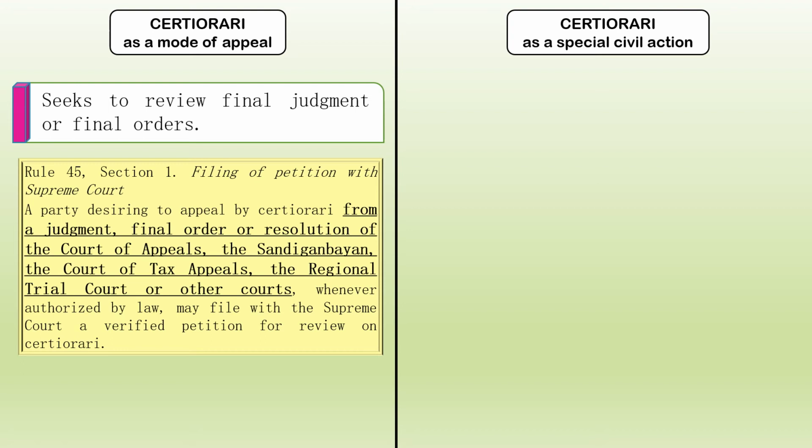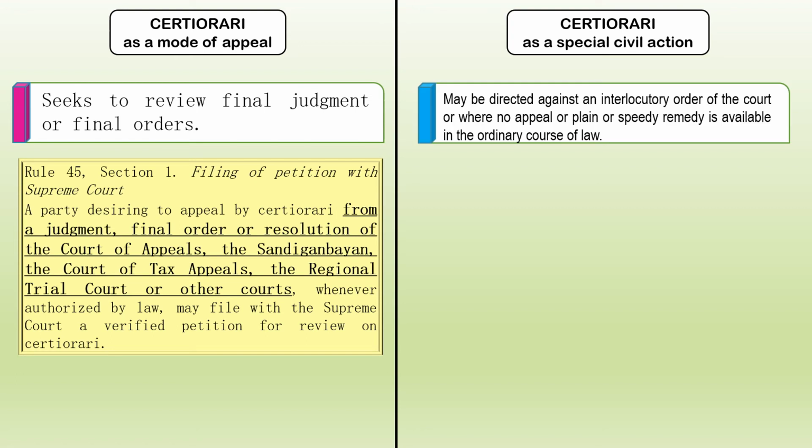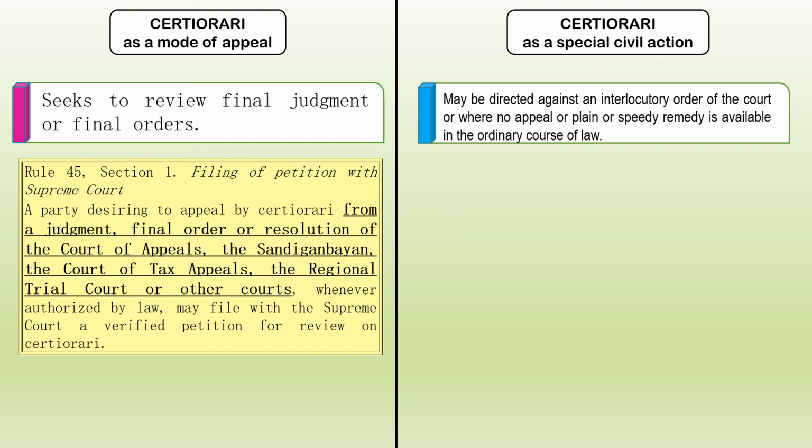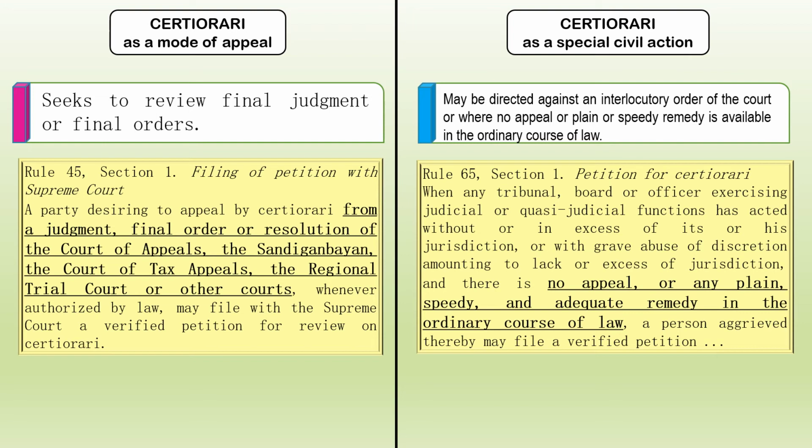Is this also true when you talk about Rule 65? Answer, ano ang sinabi natin? Your certiorari or your Rule 65 may be directed against an interlocutory order of the court, or even if there is a judgment but the judgment says that it is not appealable or there is no appeal or plain speedy remedy available in the ordinary course of law, then you can resort to Rule 65. Ang ginawa nating example dyan is your small claims cases. Ano ang sinasabi ng Section 24 for your small claims cases? The decision is final, executory, and not appealable. So in this case, what is your remedy? Your remedy is Rule 65. So this is in accordance with your Section 1 of your Rule 65.